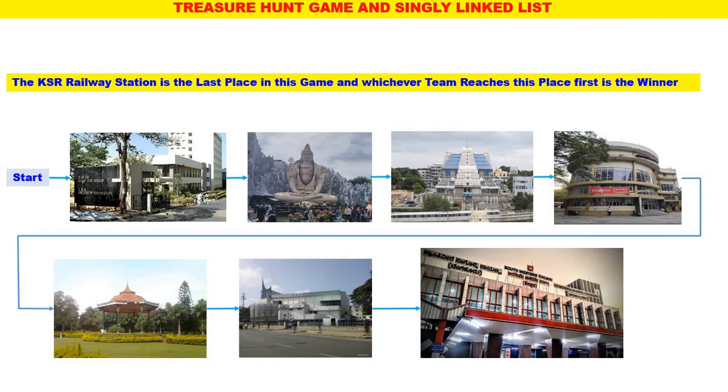Now, the KSR railway station is the last place in this game, and whichever team reaches this place first is the winner. That's all, the treasure hunt game. Let us assume this is the last; we have assumed that KSR railway station is the last place. There ends our treasure hunt game.